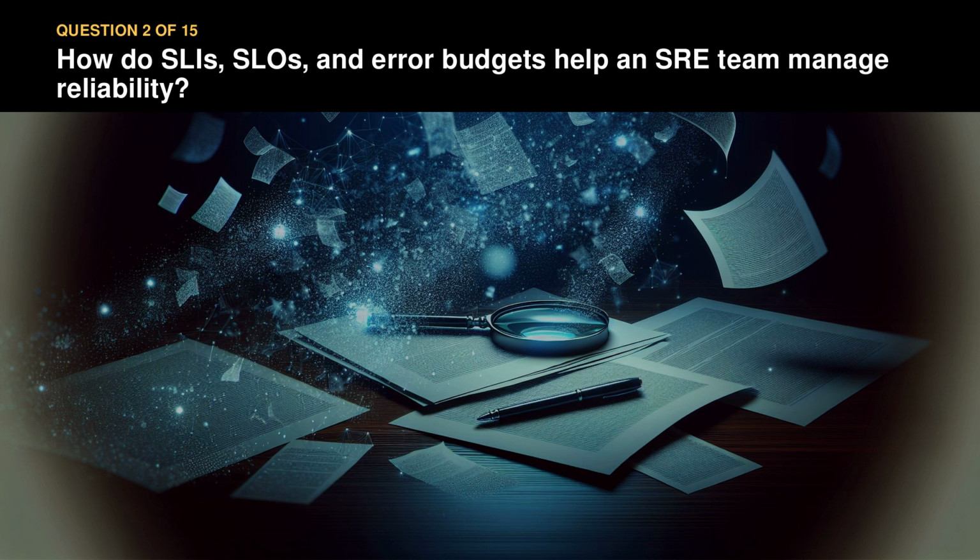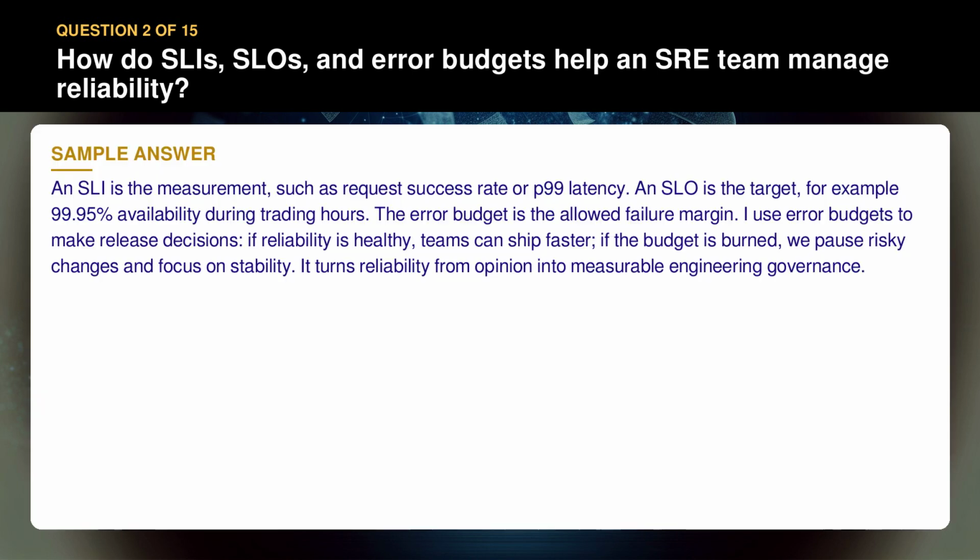Question 2. How do SLIs, SLOs, and error budgets help an SRE team manage reliability? An SLI is the measurement, such as request success rate or P99 latency. An SLO is the target, for example, 99.95% availability during trading hours. The error budget is the allowed failure margin.